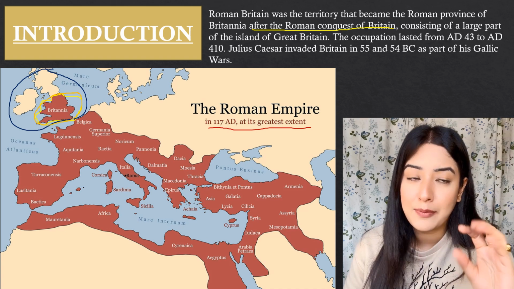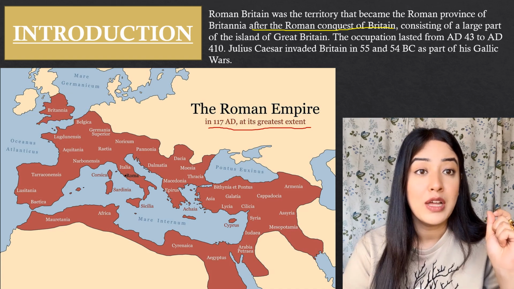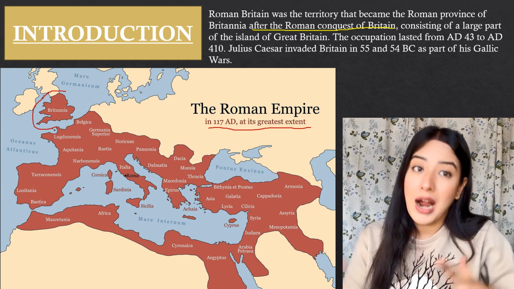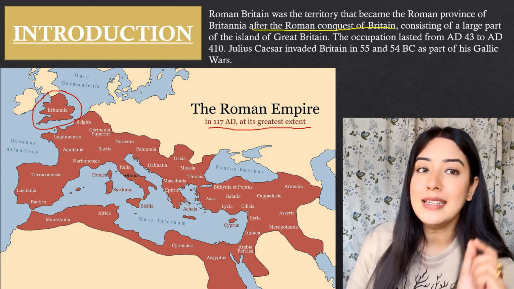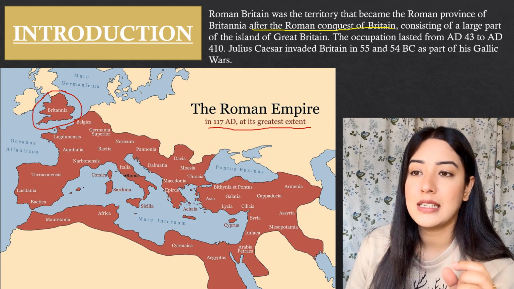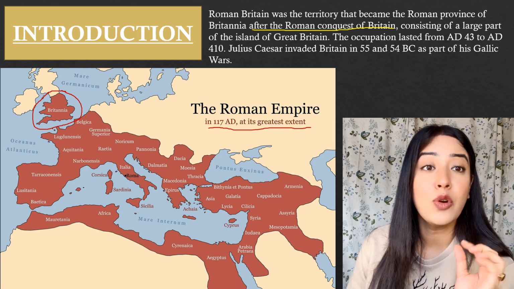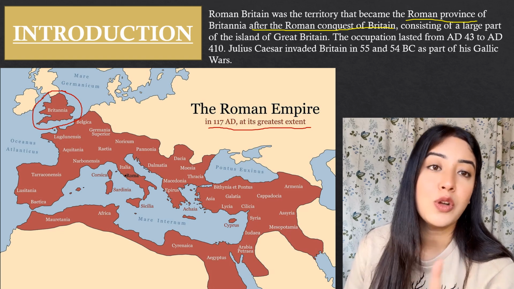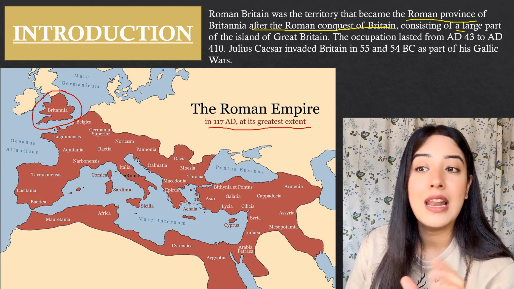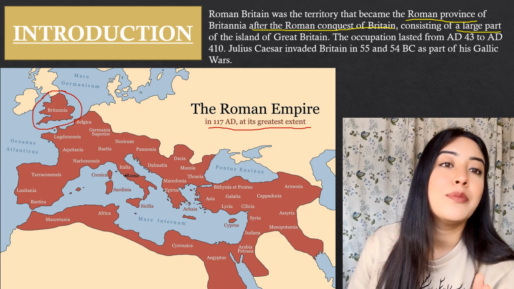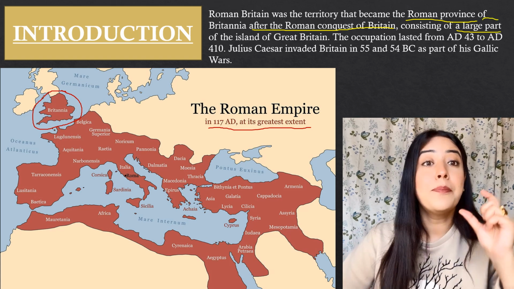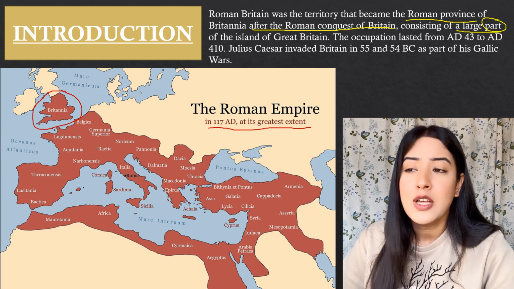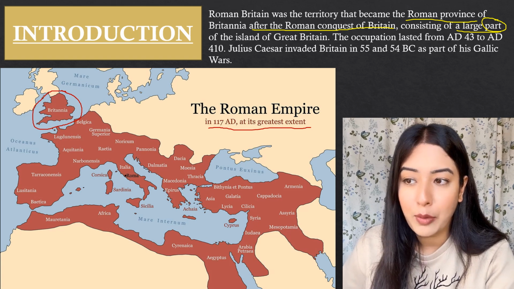So it is not, I'm repeating it again, it is not like people were not living there before. People were living there before, but after the Roman conquest, after the war, it became part of the Roman Empire. So I'll read it again, just pinpoint the words, okay, so that it's clear. Roman Britain was the territory that became the Roman province of Britannia after the Roman conquest of Britain, consisting of a large part of the island of Great Britain. So it consists of a large part, that is not the whole island, a large part of this whole island of Great Britain.